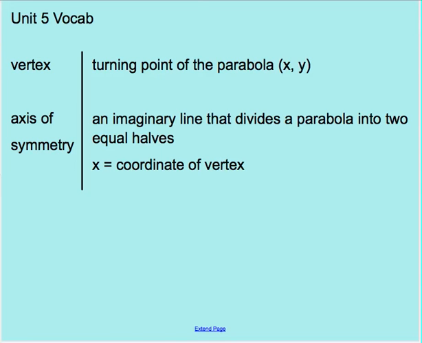The vertex, remember, is the turning point of the parabola, so it's kind of the most important point of the parabola when you're graphing. And we are going to give our vertex as an ordered pair. We need an x-coordinate as well as a y-coordinate.